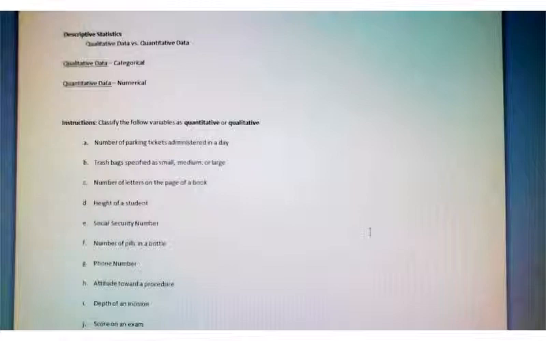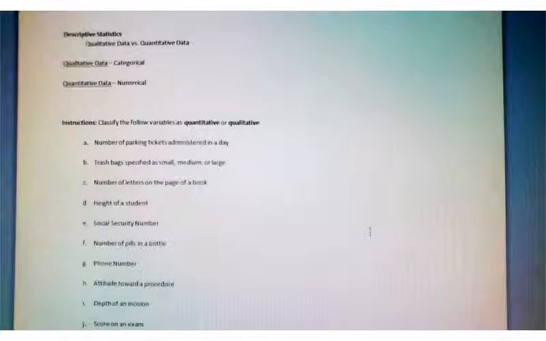Listed below are 10 variables, 10 different things of interest. I'd like you to read through them and decide whether you think that it is quantitative or qualitative data that we're dealing with in each of the situations. Please pause the video so that you can have a few minutes to read through these and determine your answer. Then resume the video and I will go through the answers and discuss why each one is considered what it is.